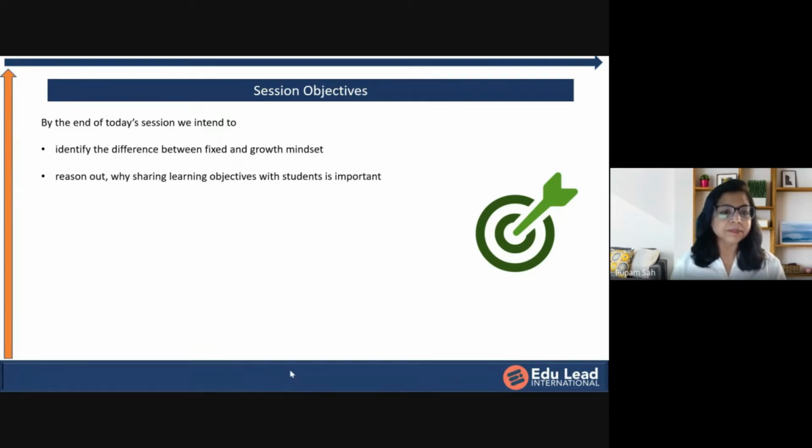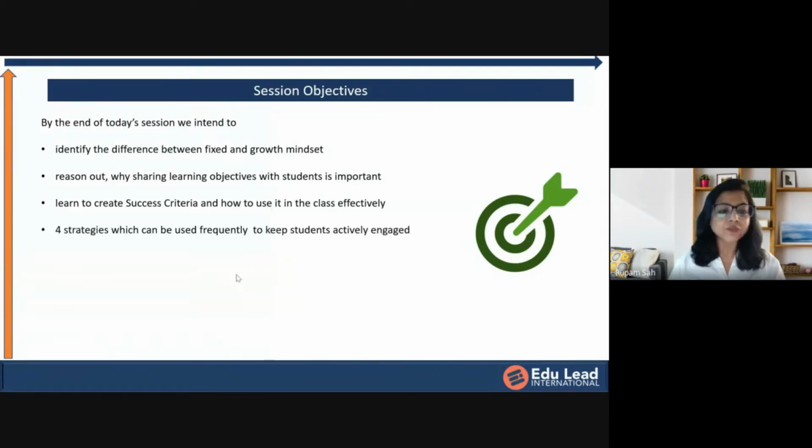Then third is to learn to create success criteria and how to use it effectively inside the class. If we want that our children should be performing really well in whatever task we want them to perform, then in that case, we need to share the success criteria with them. Next is 4 strategies which can be used frequently to keep the students actively engaged. These are those very quick strategies wherein you can very, very quickly, formatively assess your students. So just make them think actively, which means all of them will be simultaneously thinking.